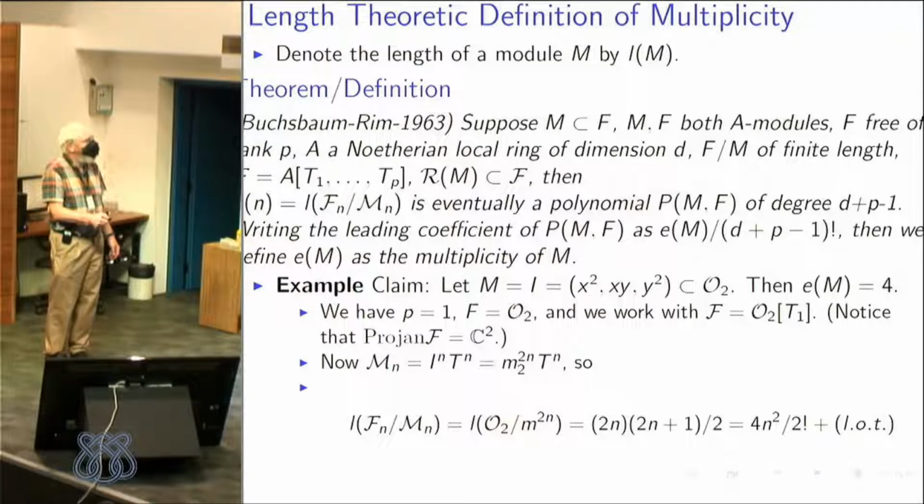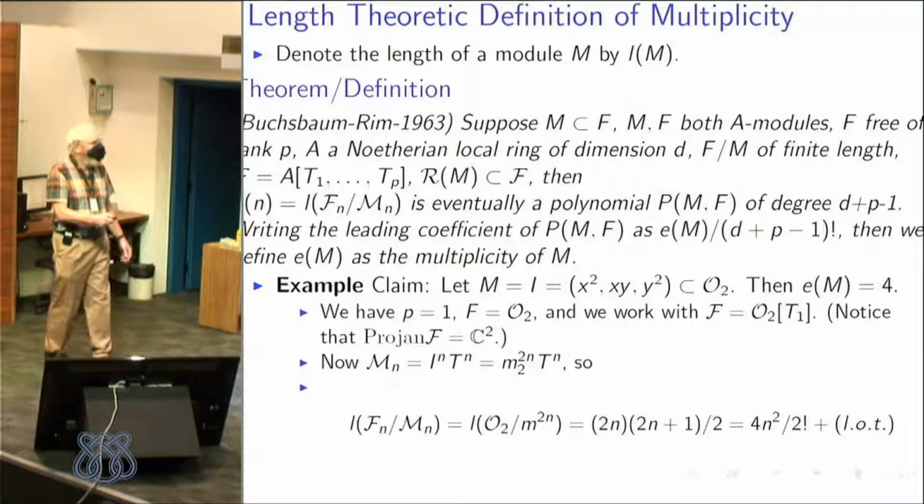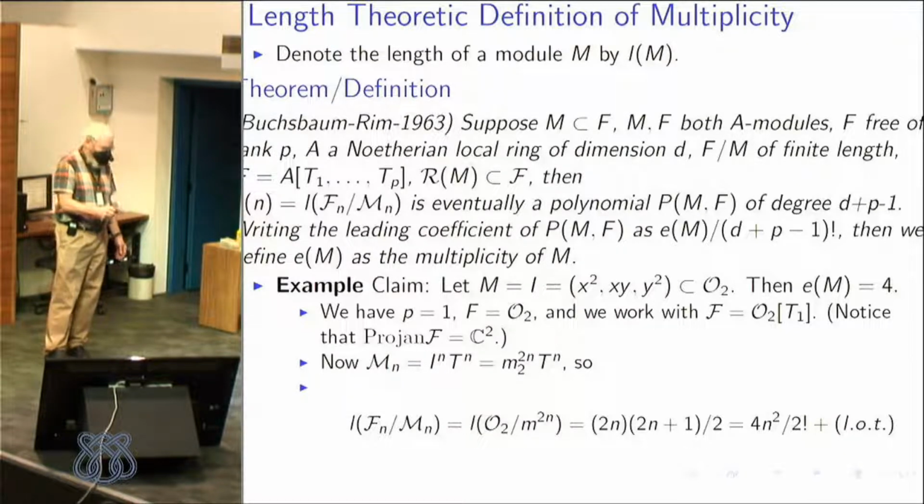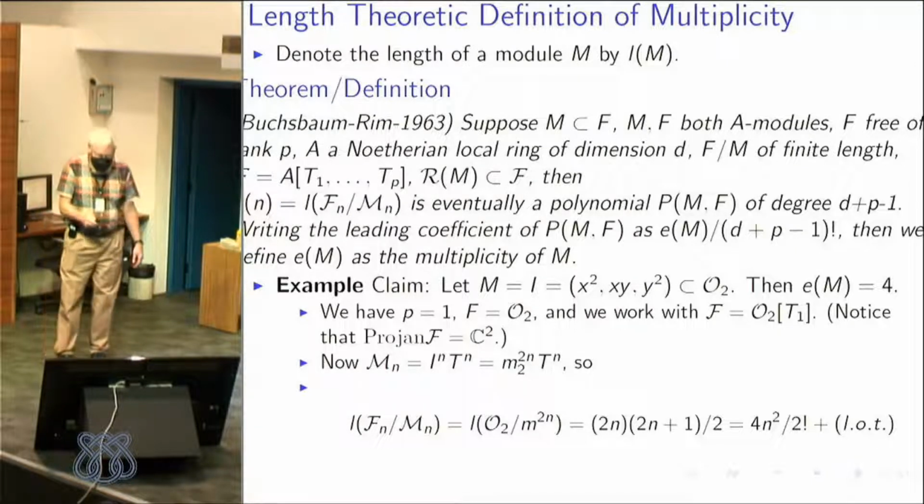Does anyone see why this is true? Think about it here. We're looking at O2, t to the n times this times t to the n. So that's why this is this. And now we're looking to see which monomials are missing from M to the n. We only have two variables, so it turns out to be the sum of the first 2n integers. So we multiply it out and we get 4 times n squared over 2 plus lower order terms, and we see the multiplicity is 4 as predicted.